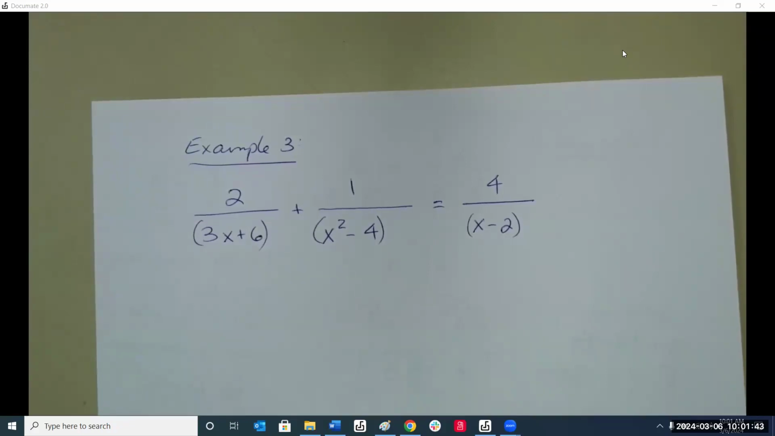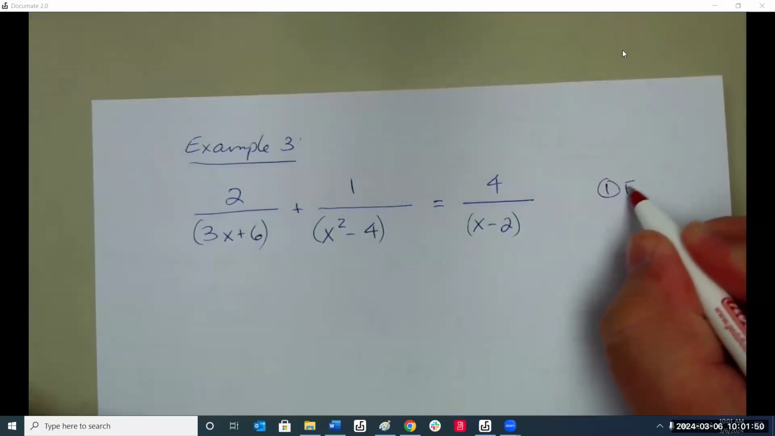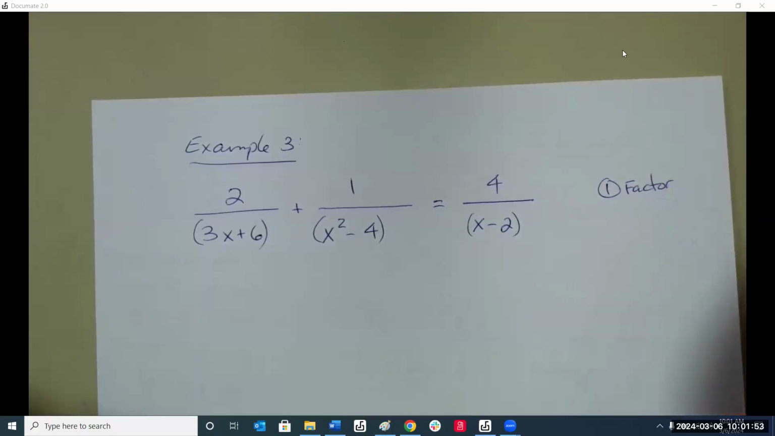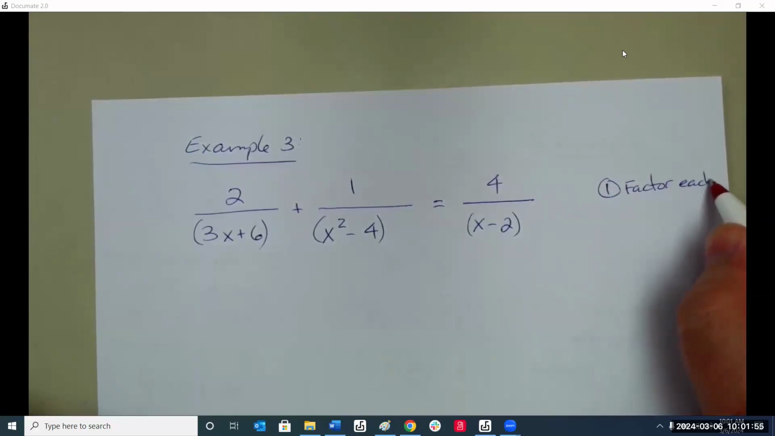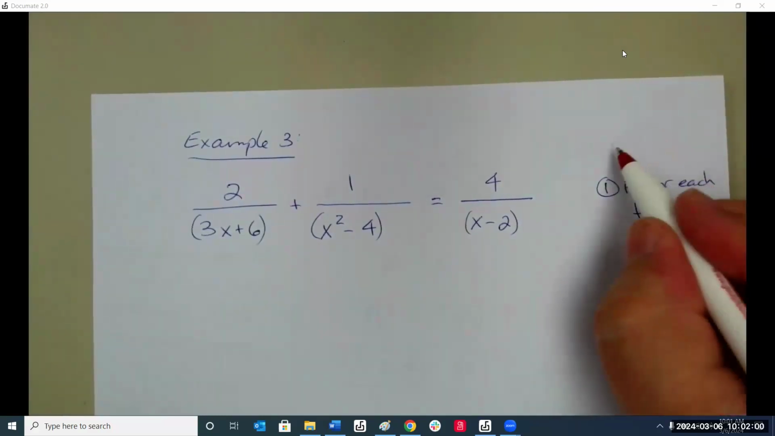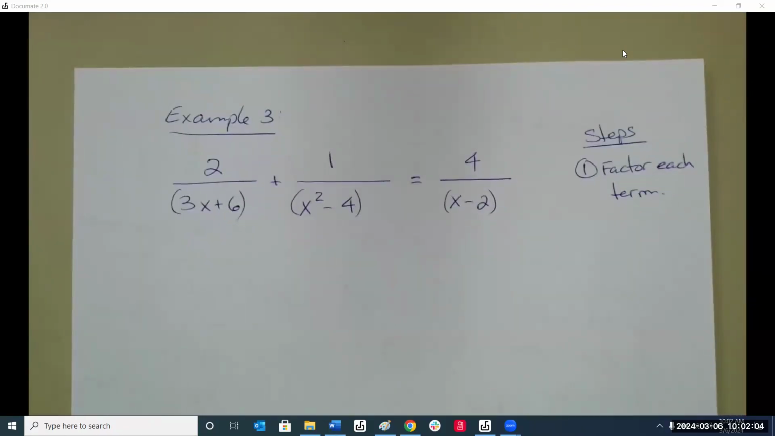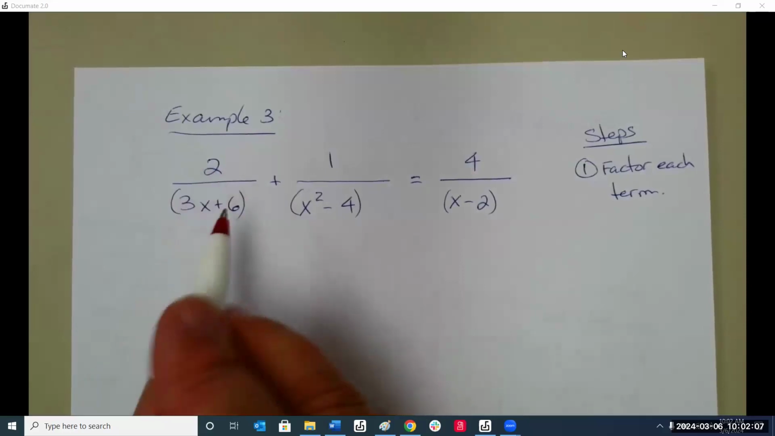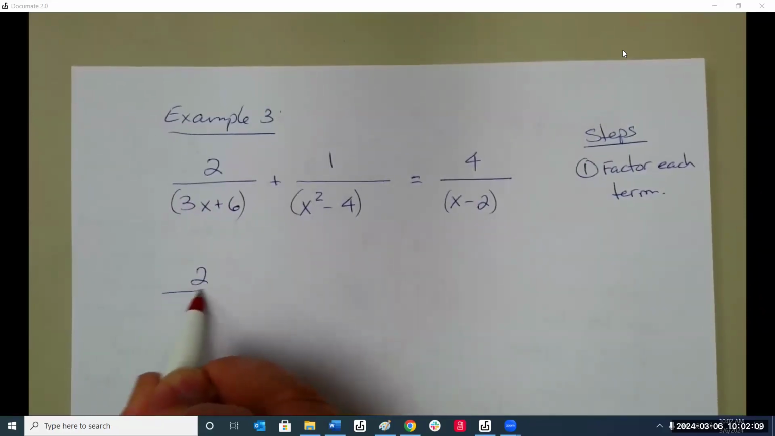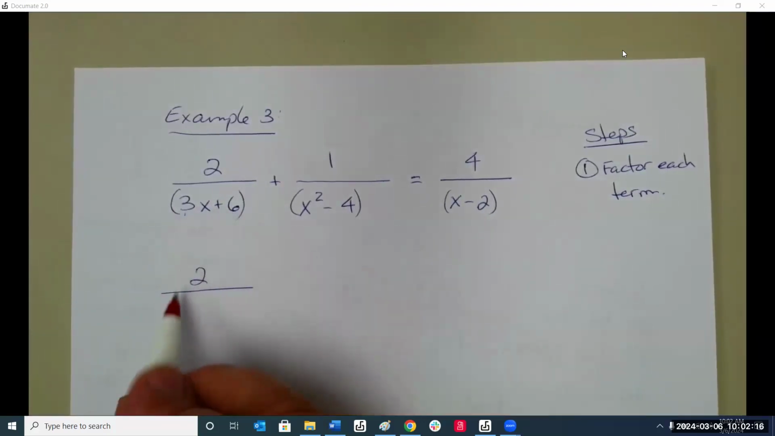Okay, so the first thing now we have to do, since we have equations, our first step now is factor each term. So there's nothing we could do on top. Can we do anything on the bottom? Can we factor anything out of that one? Yeah, they both have a 3 in common.